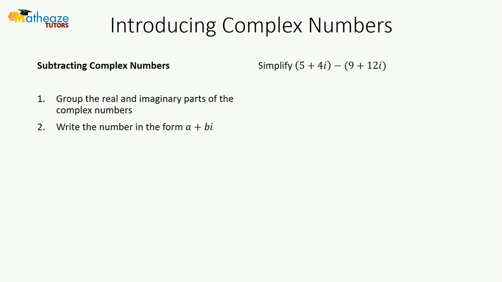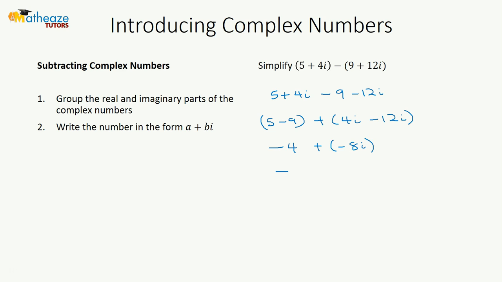So now we're looking at subtracting. We followed the same method that we used for addition. And so what we're going to do here is let's remove the parentheses. So we have 5 plus 4i minus 9 minus 12i. So now let's group them together. We have 5 minus 9 plus 4i minus 12i. So 5 minus 9 is negative 4, plus 4i minus 12i, we have negative 8i.